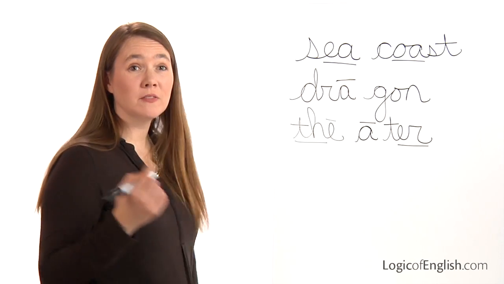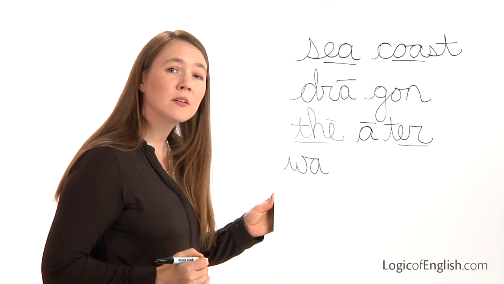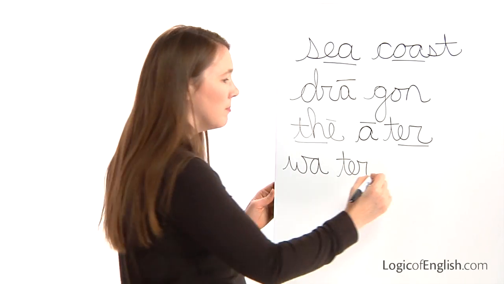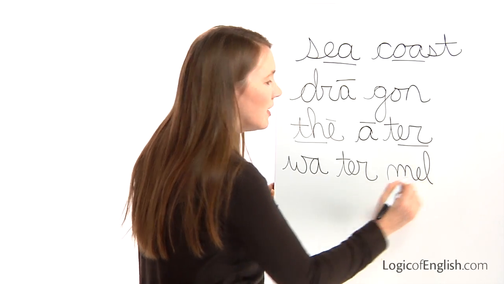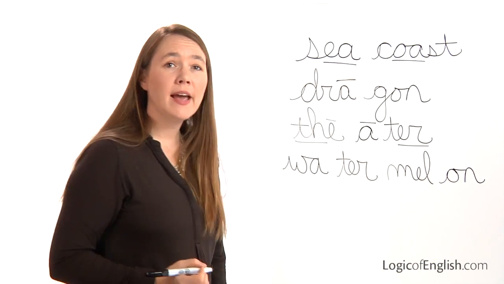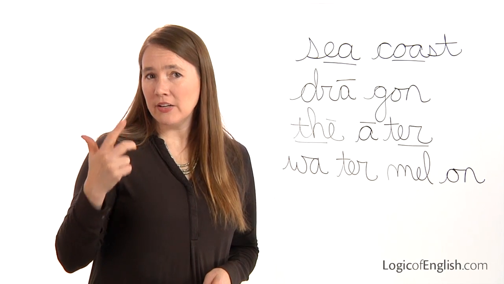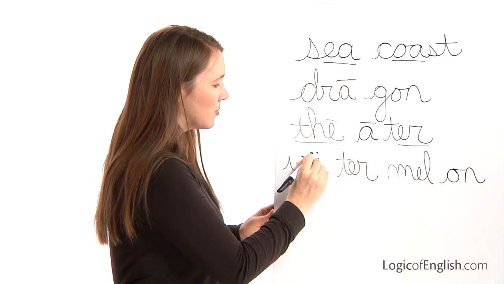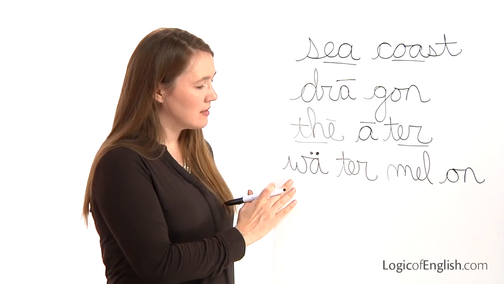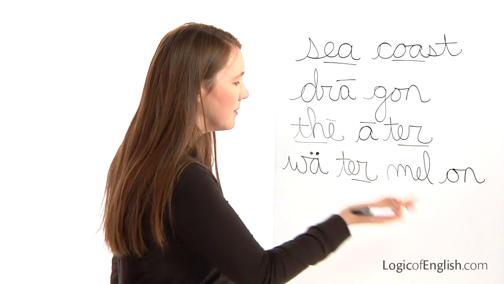And now help me to write it. The first syllable is wa, W, A. The second syllable is ter, T, E, R. The third syllable is mel, M, E, L. And the fourth syllable is on, O, N. And how will we mark this? Well, you'll notice the A is saying its broad sound, so we'll put 2 dots over it to mark the broad sound. And A often says its broad sound after a W, as in water or walk. We'll also underline the er, and I believe that's it.